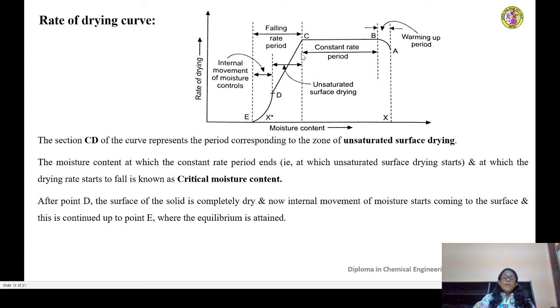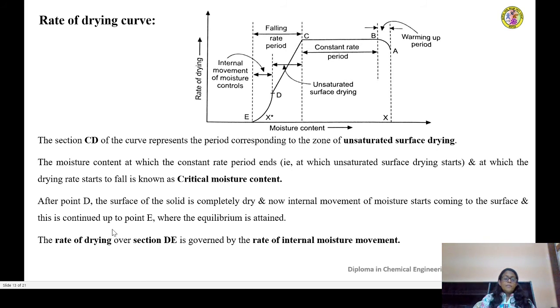Okay. So this is the period over which the evaporation takes place from the unsaturated surface. So that is the reason why the section CD is a straight line. I'm sorry. The rate of drying over section DE is governed by the rate of internal moisture movement.